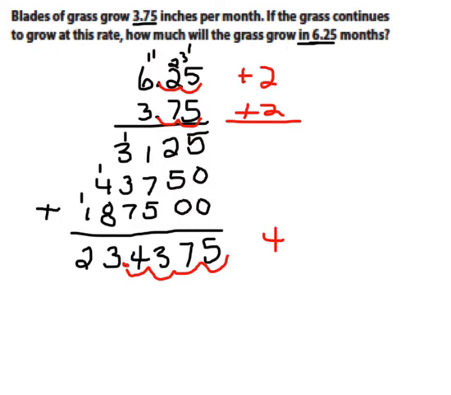So in relation to the question, how much will the grass grow in 6.25 or 6 1/4 months? It will grow 23 and 4,375 10,000ths of an inch. And those are my 2 examples.